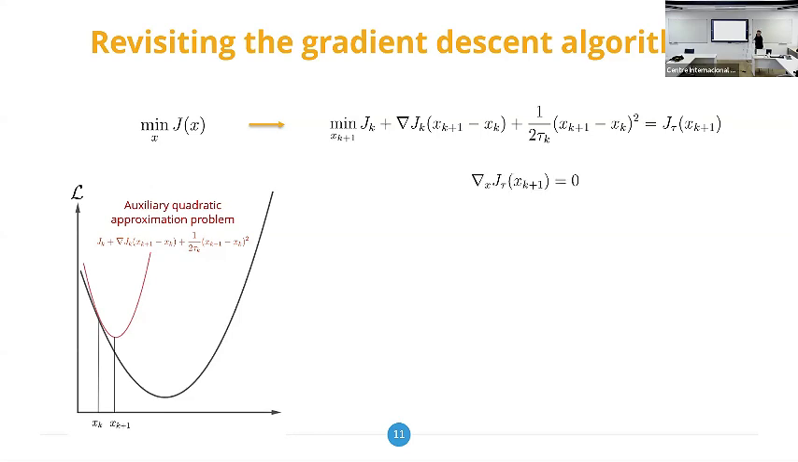So as in the original problem, in order to solve this auxiliary problem, we have to find some xk plus 1 such that the gradient is equal to 0. And this problem can be solved analytically, and basically gives you this formula here, which is the gradient descent algorithm, as most of you will know. For some small tau, we can step by step decrease the function until finding a local point.